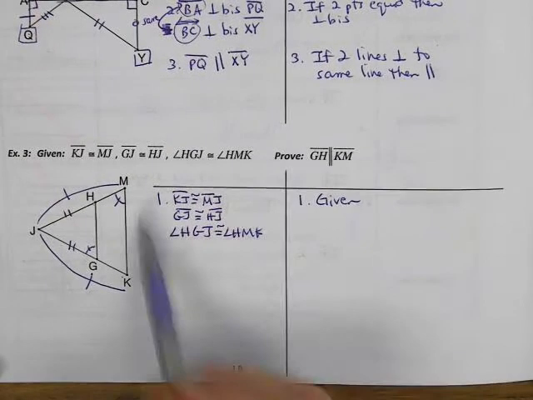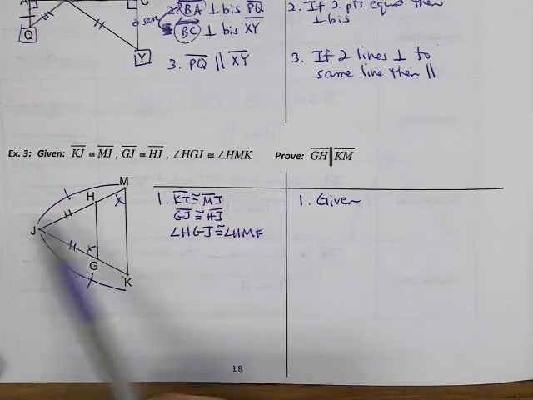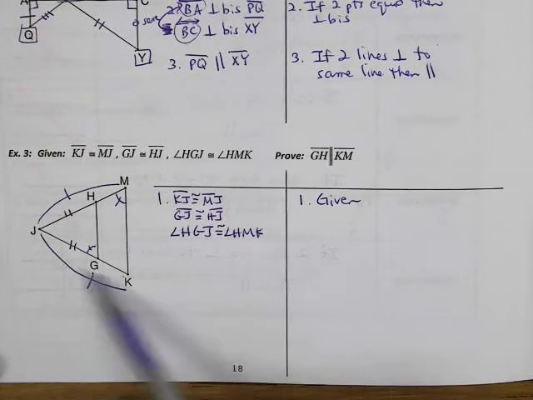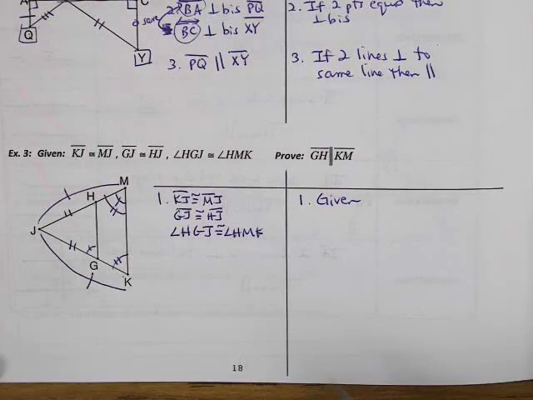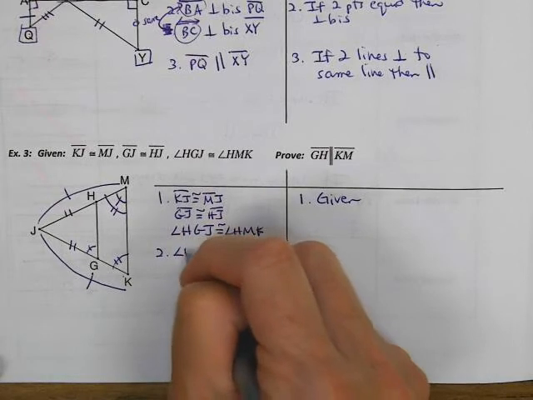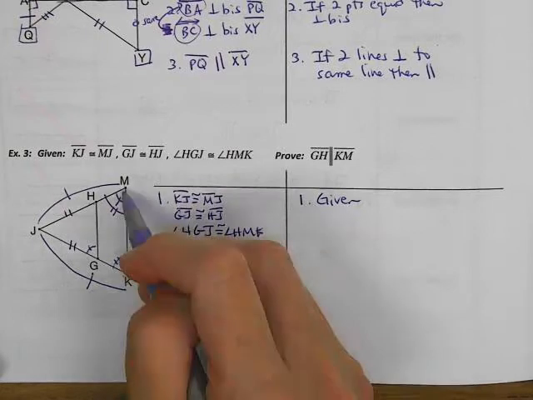I'm going to get what I can from the given and then look at what parallel lines I want. Let's see what I've got here. Let's go back to this big triangle. I marked these two congruent first. We said this big guy is isosceles. So if sides, then angles. So wouldn't those two angles be congruent? So I would have angle HMK, that's this guy right here, congruent to MKG.